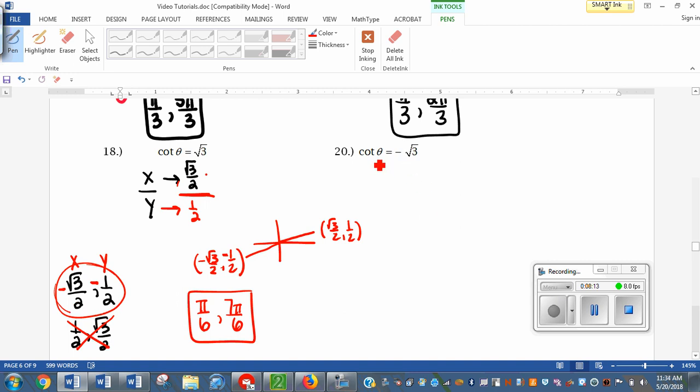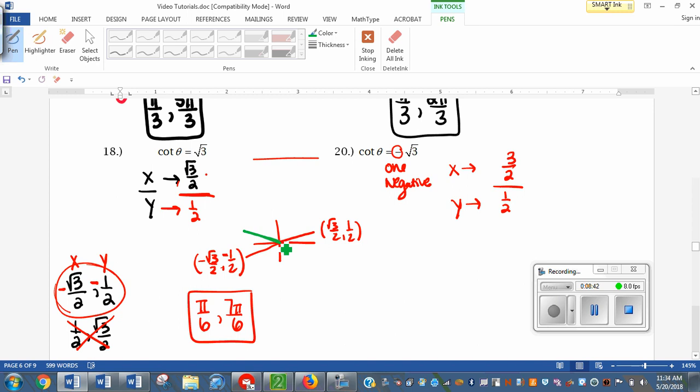Okay, now this is very, very similar. It's just now we see this negative. So what that means is it's still root 3 over 2 and 1/2, and it's still cotangent. So we still want x and y. But now we can only have one negative, because as we saw here, if they were both negative, they would cancel out. Well, now we only want one negative, so we're actually just doing the exact opposite.